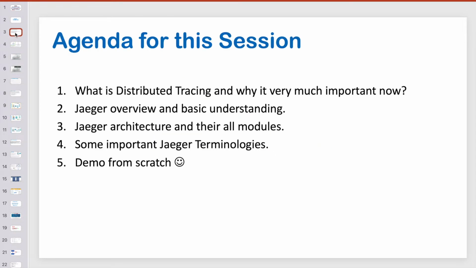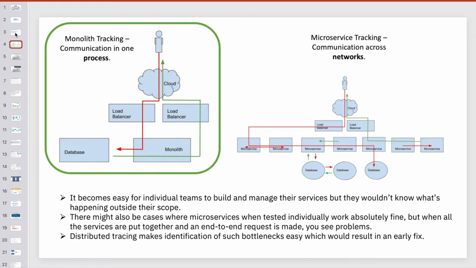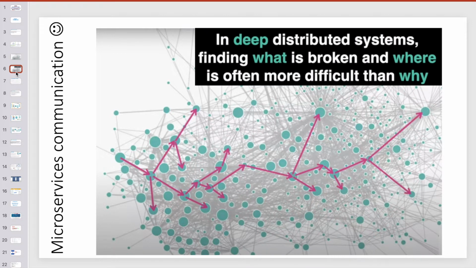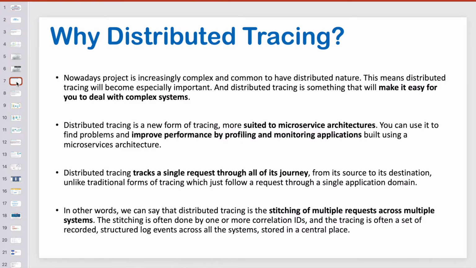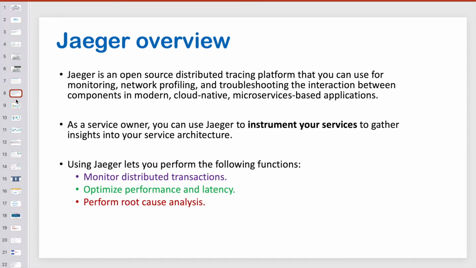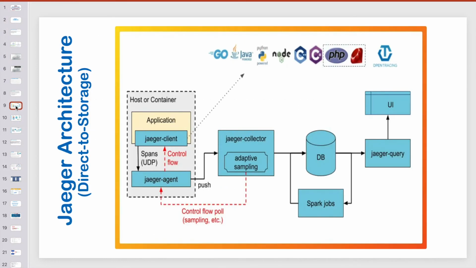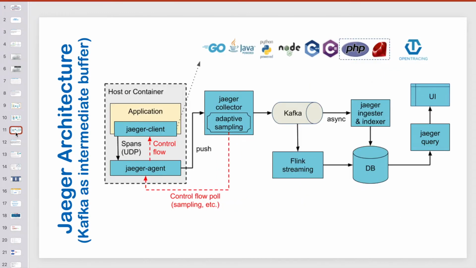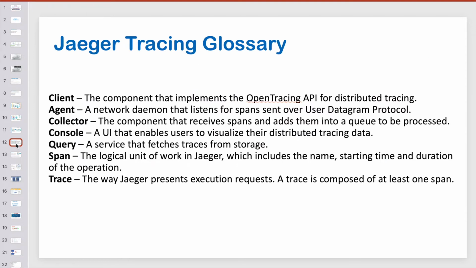So I will just take a few minutes to explain what we did in the previous video. I explained what Jaeger is, and what the problem is with monolithic and microservices tracking systems. In microservices we have so many communications, and it is very tough to trace them all, so a mechanism should be there that can tell you how your data flows, or how the calls among the microservices happen. I explained what distributed tracing is, talked a little about the Jaeger overview, and then the architecture, including the different kinds of architecture, how you store the data, or how you can use Kafka. Then I also explained some terminology.